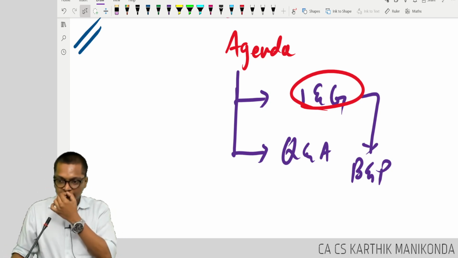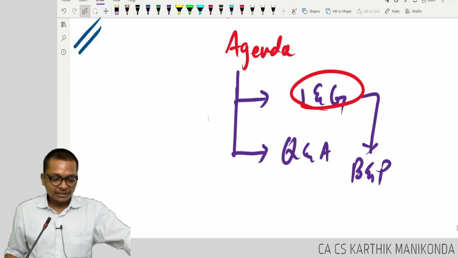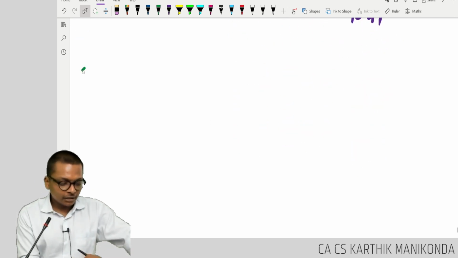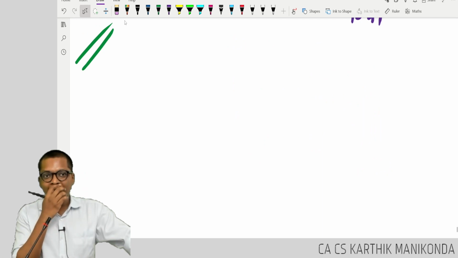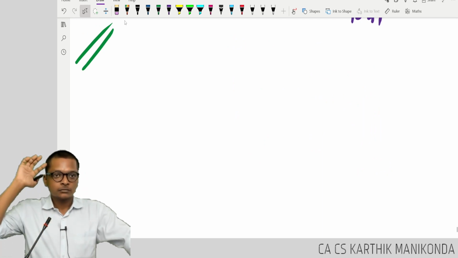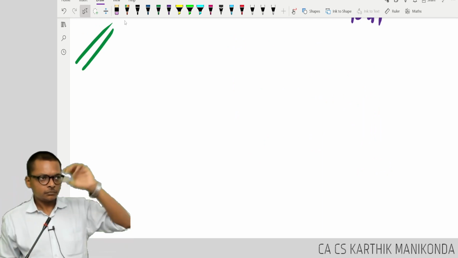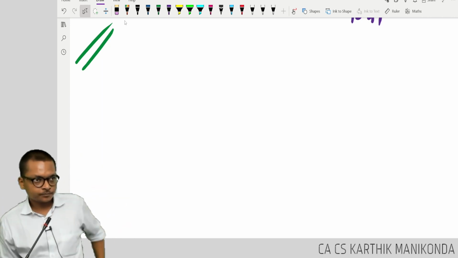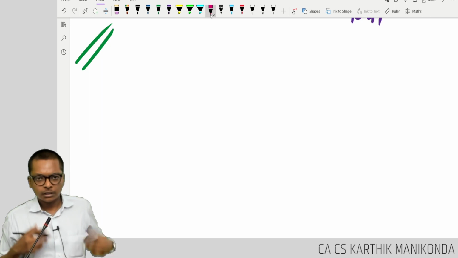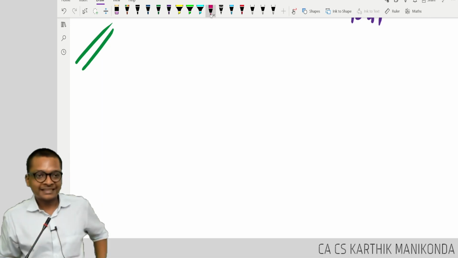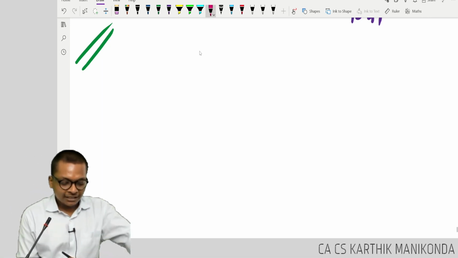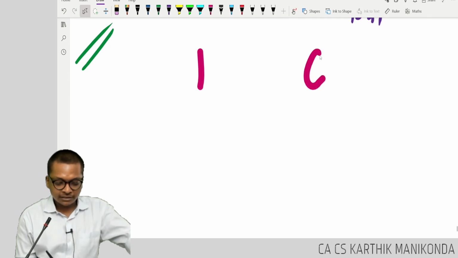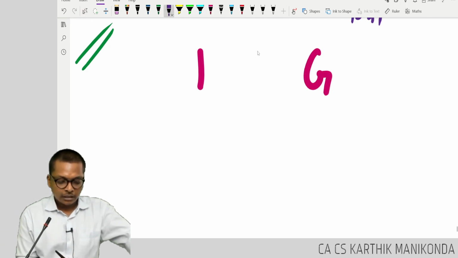We'll start off. So, the agenda is to start off with indemnity and guarantee. How many of you are studying indemnity and guarantee for the first time? Already studied? Self study or class? Mixed class, self study. Okay. Either way, the concepts are going to be the same. We need to understand what is indemnity and what is guarantee.